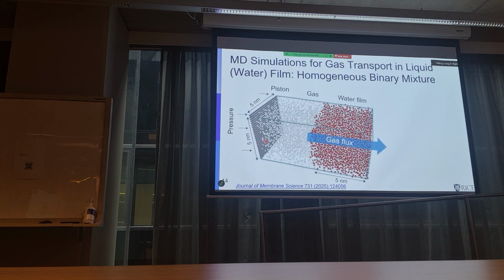And we did some molecular simulations here. Here you have water as a liquid film. There is a way in molecular simulation to make it so it will not move: you put some kind of fence, and then these are the gas molecules.